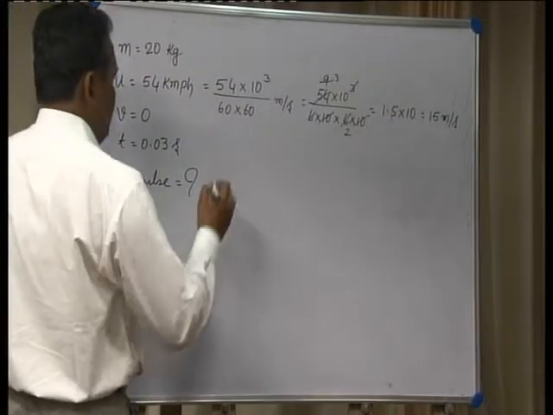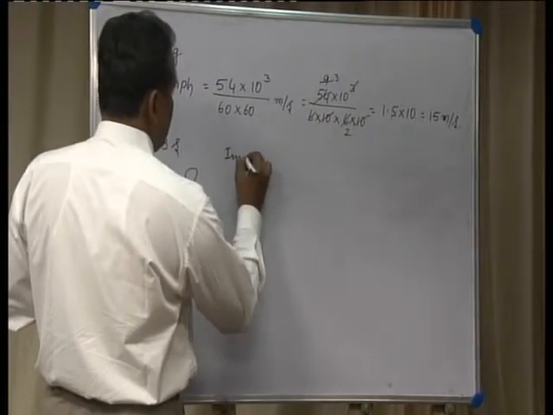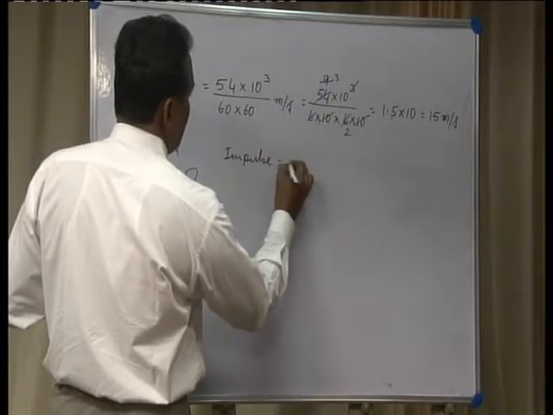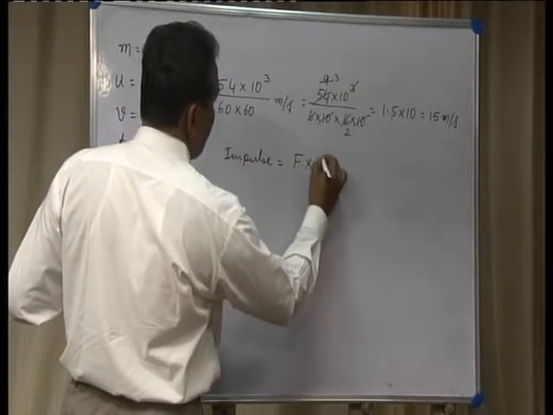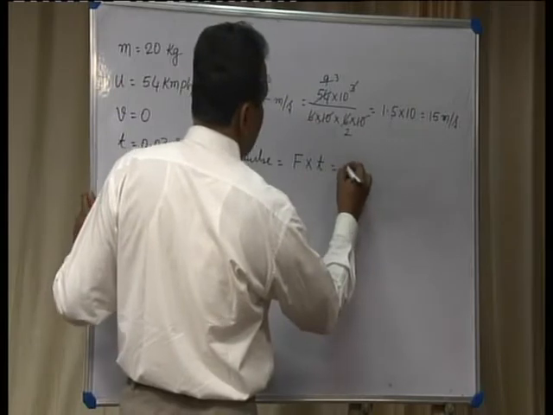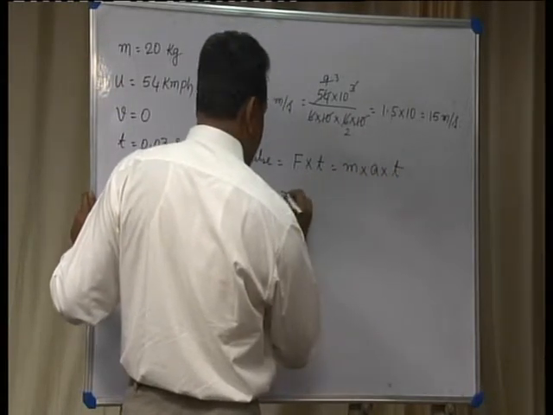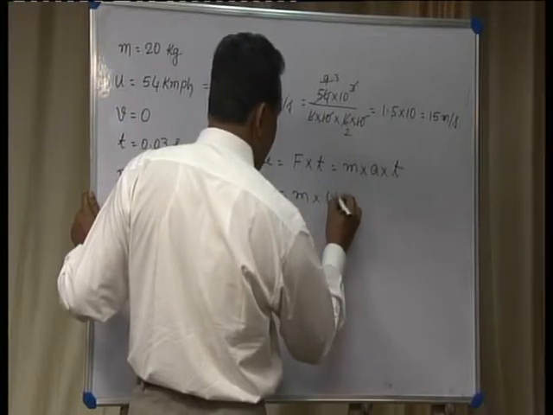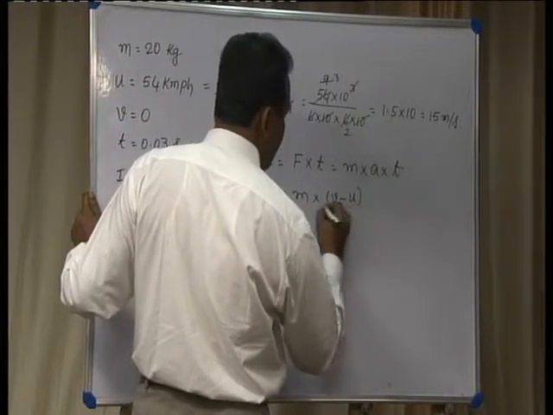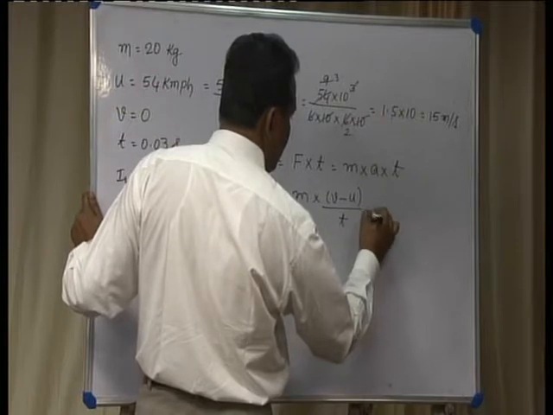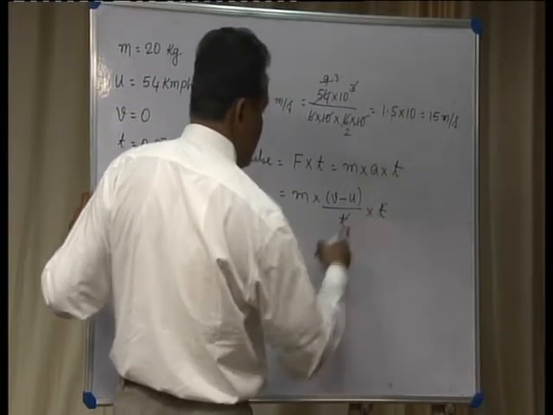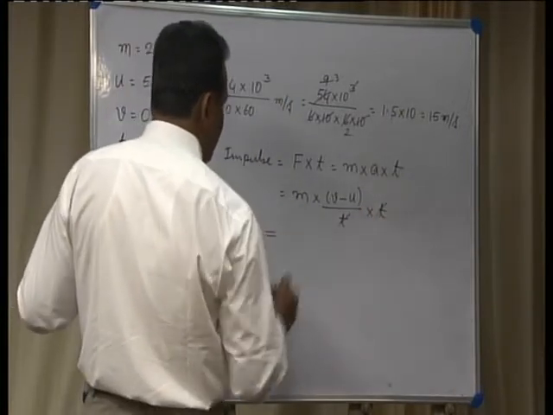Now, what do we mean by impulse? Impulse is equal to force into t. Force is m into a, so impulse is m into a into t. That is, m into a means m into (v minus u) divided by t, into t. So these two t's get cancelled. What is m?